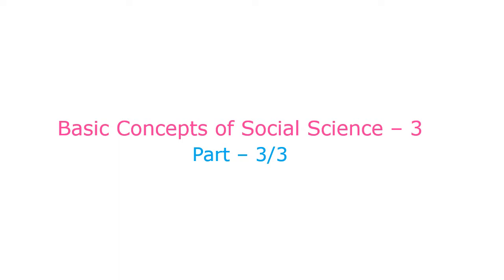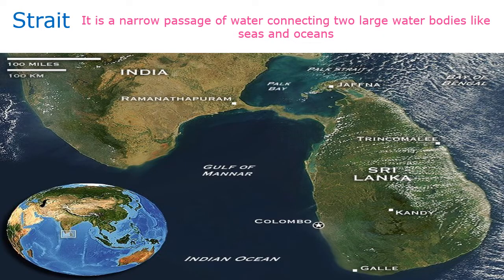So in this present video, we are going to discuss strait, isthmus, bay, gulf and cape. Here we'll discuss the meaning of these and examples of these places. The first is strait. What is a strait?